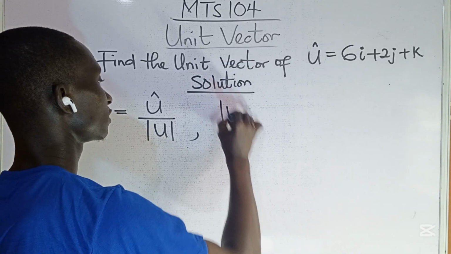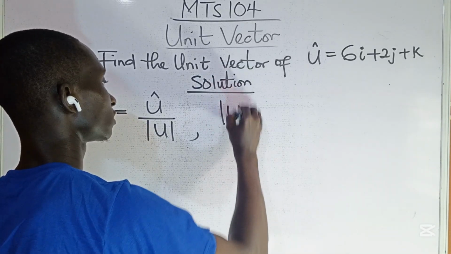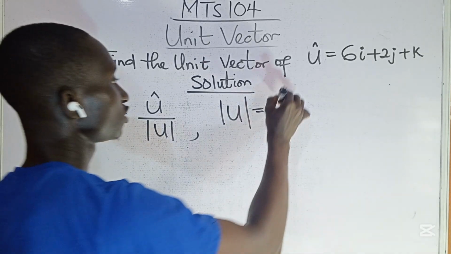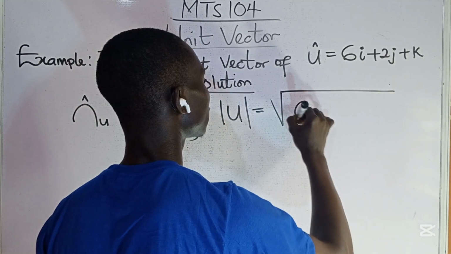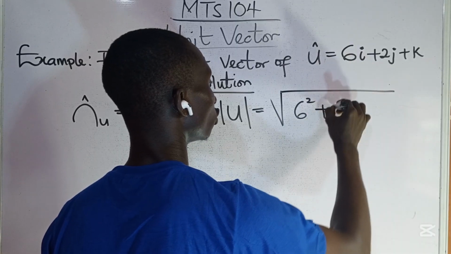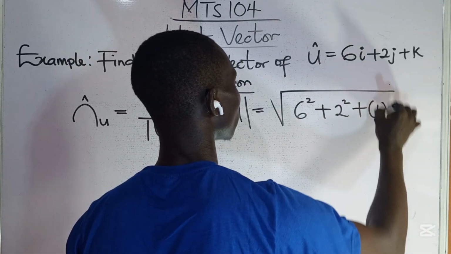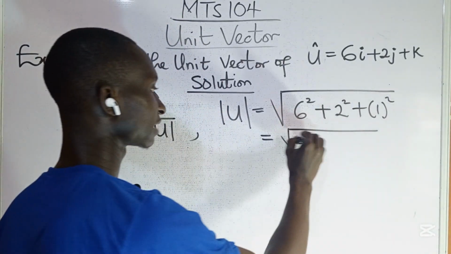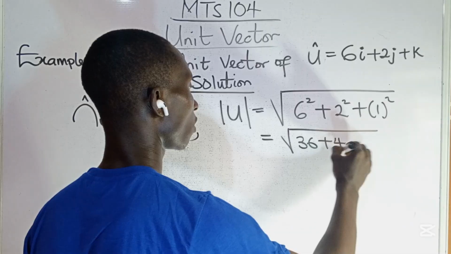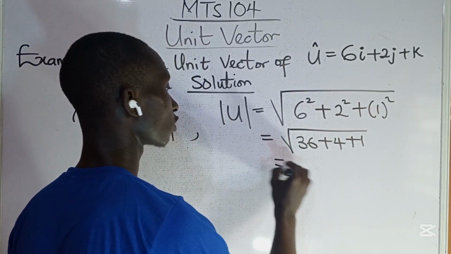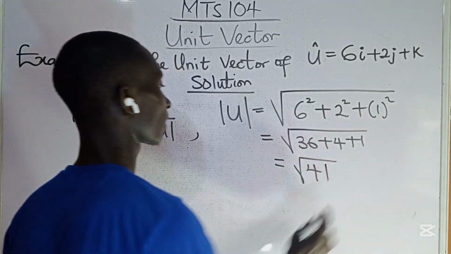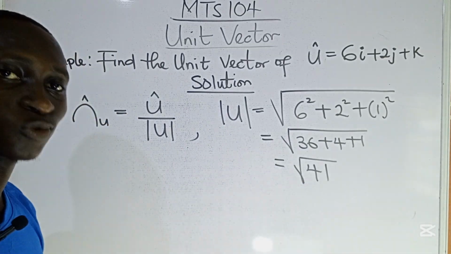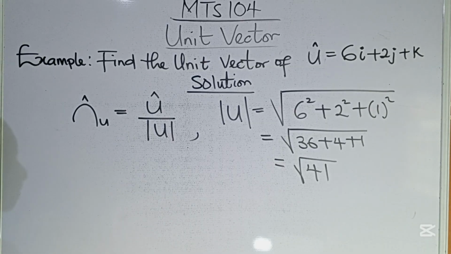So let's do that. So the magnitude of u, you can check the previous videos where I explained magnitude. Now this is equal to the square root of 6 squared, the coefficient of this, plus 2 squared plus 1 squared, which is equal to the square root of 36 plus 4 plus 1, which makes the square root of 41. Now that we have the modulus as root of 41, then we can easily find the unit vector.